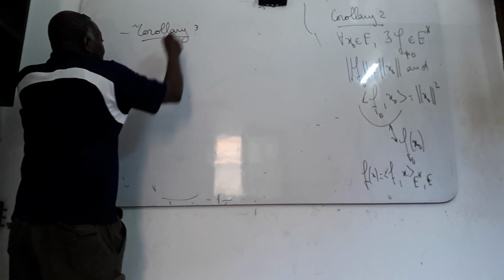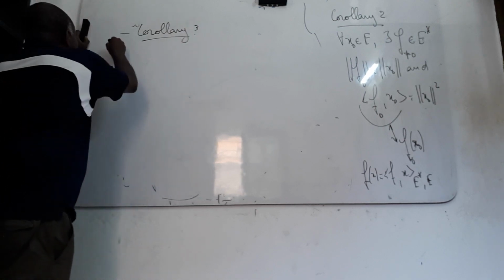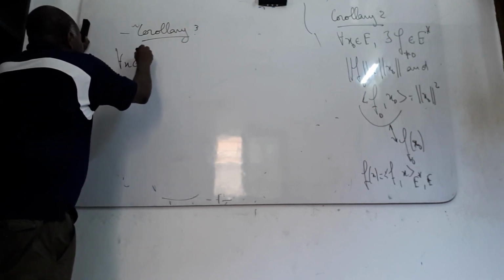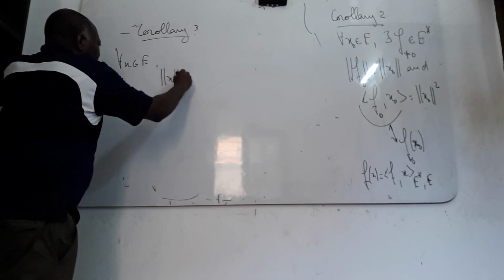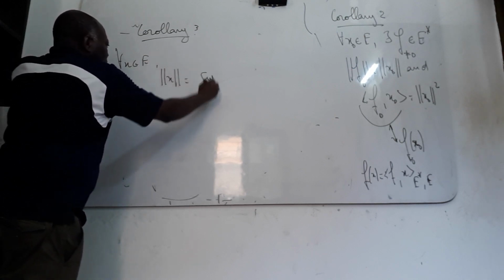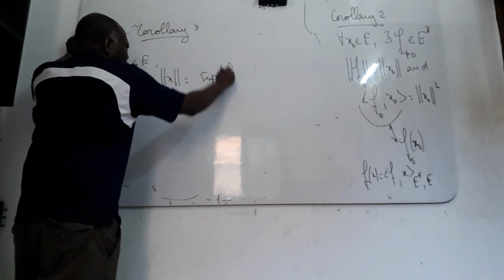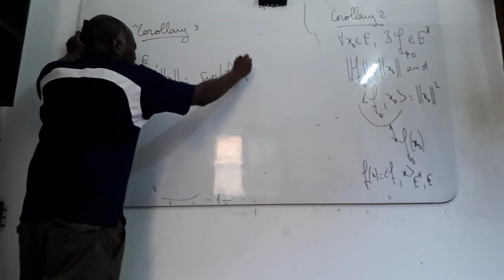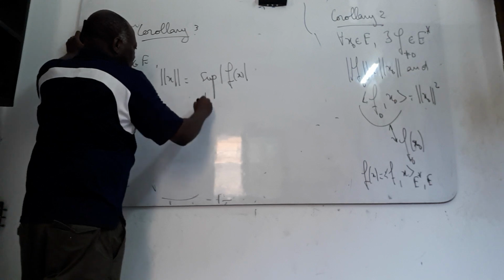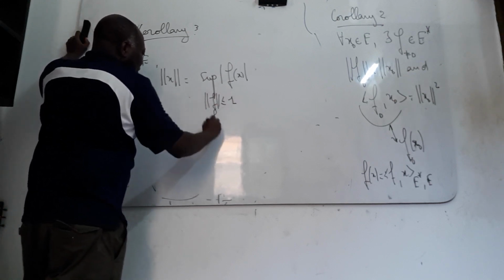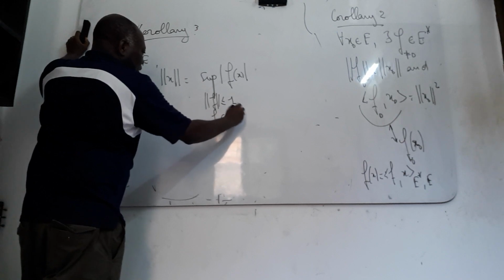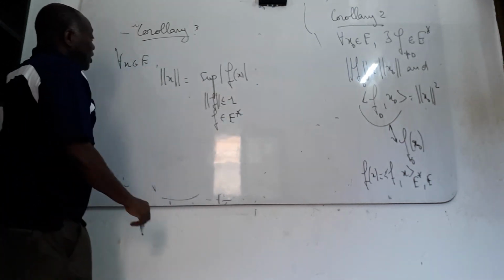Corollary 3. We just prove that for all x in E, the norm of x is equal to the supremum of f of x, for f in E star with the norm of f less than or equal to 1. Very simple.